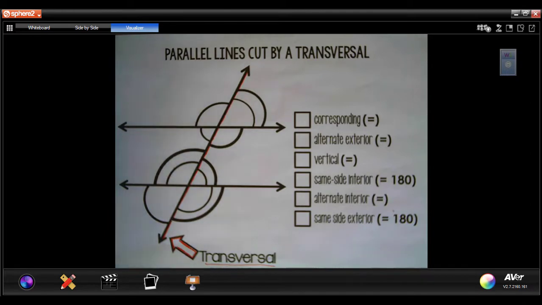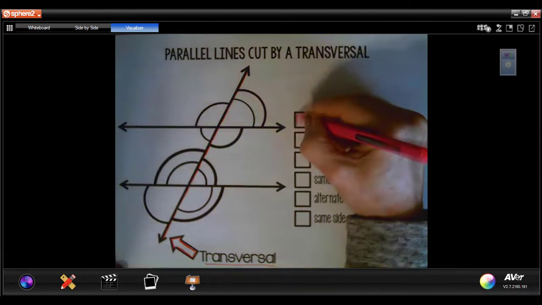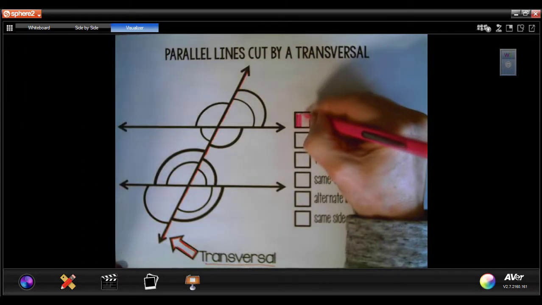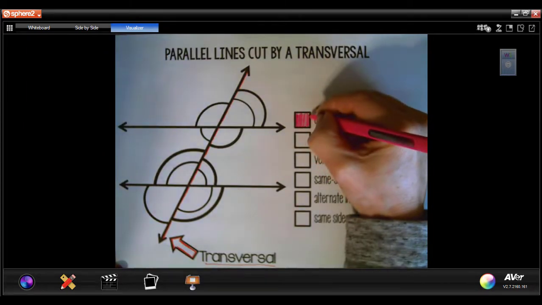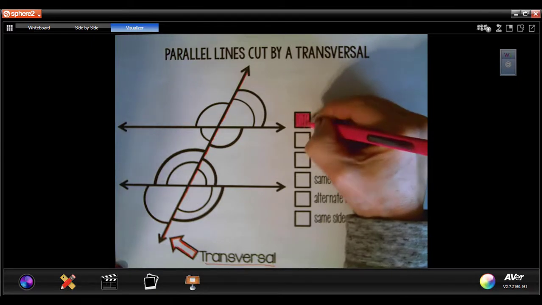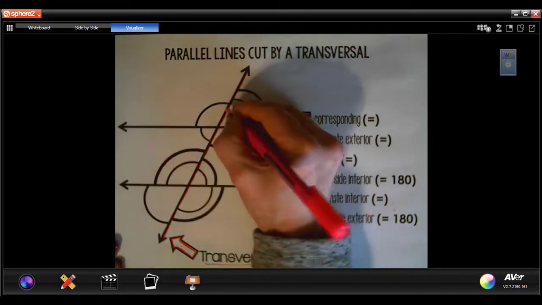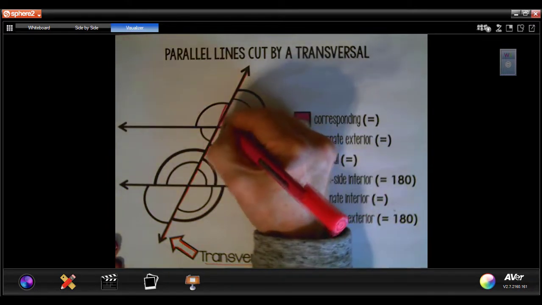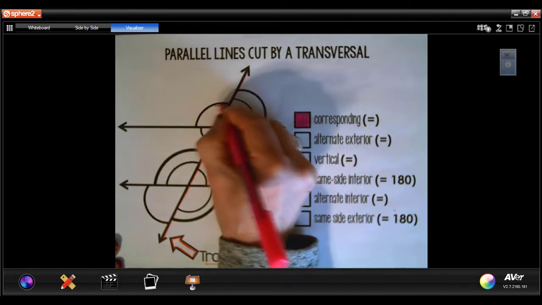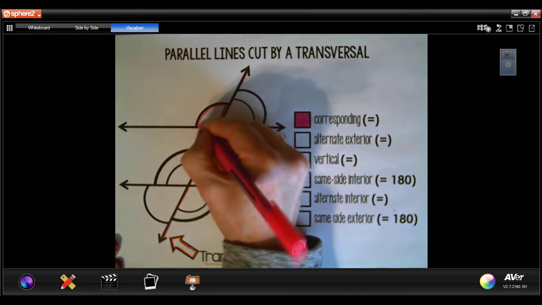So the first one is corresponding, and I'm going to use pink for that. So I fill in my key. And the word corresponding just means that those angles are actually the same identical angles, and they are going to be equal to each other. So the two arcs that I'm going to color is this one right here. So this is going to be pink for me.